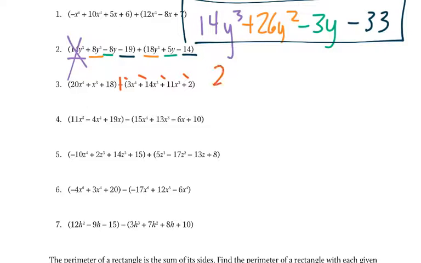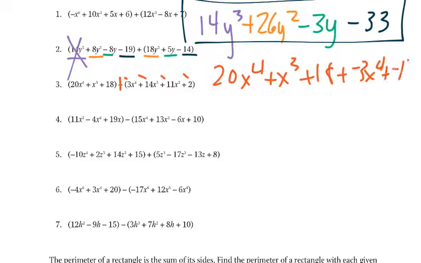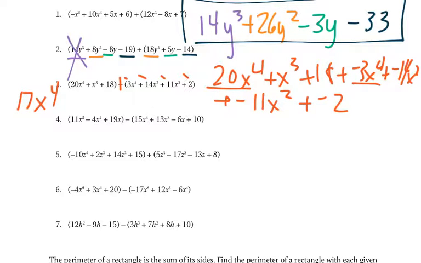So in other words, I end up with 20x to the fourth plus x cubed plus 18 plus negative 3x to the fourth plus negative 14x cubed plus negative 11x squared plus negative 2. I could have just put minuses. Okay, then 20x to the fourth, negative 3x to the fourth gives me a positive 17, not a negative. I almost wrote a negative. So 17x to the fourth.